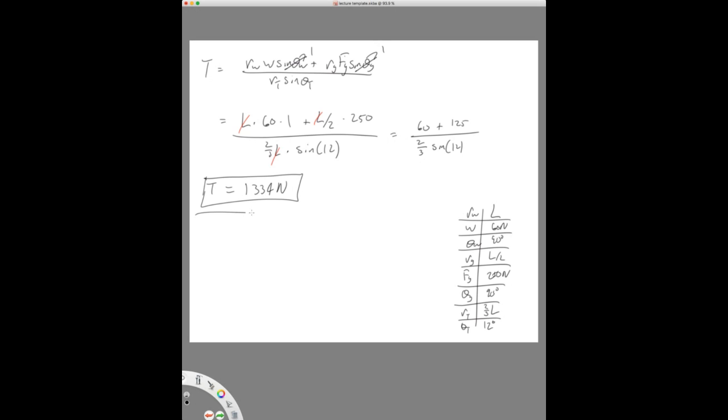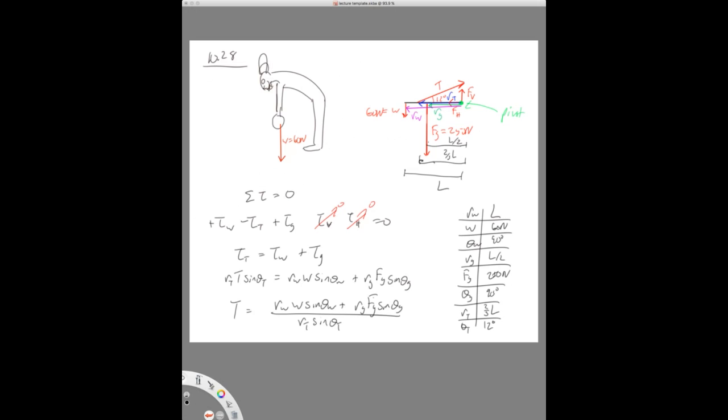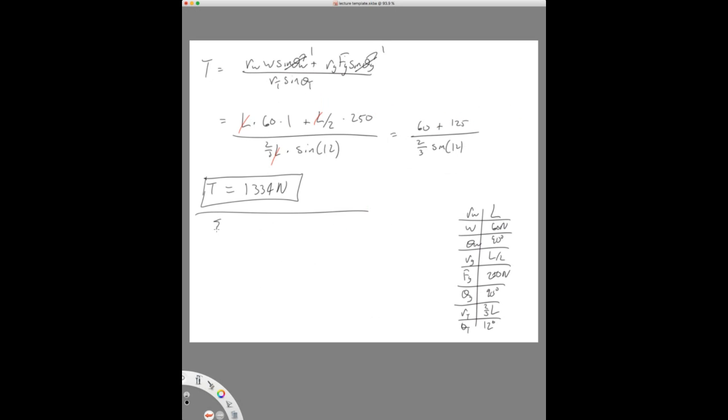Now, to find the forces on the hip, we go back into our picture and we sum the forces in the X and the Y direction. So in the X direction, we're going to have Tx minus the horizontal force equals 0. And in the Y direction, we're going to have Ty plus vertical force minus Fg and minus W equals 0.